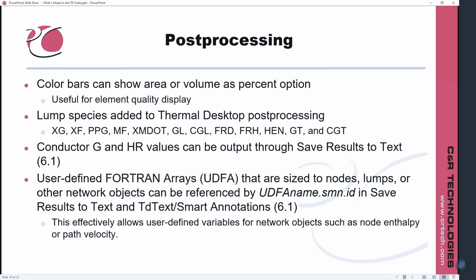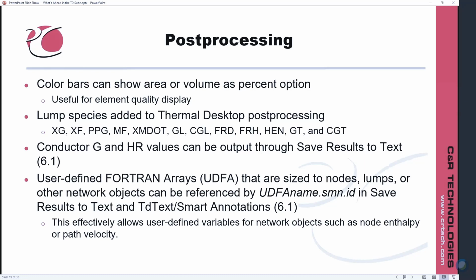We've added in lump species into Thermal Desktop post-processing. So when you're dealing with multi-species fluids, you can now post-process those through Thermal Desktop. Within version 6.1, we've added conductor G and HR, where G is the conductance and HR is the heat rate through the conductor. We've added those to the save results to text option.